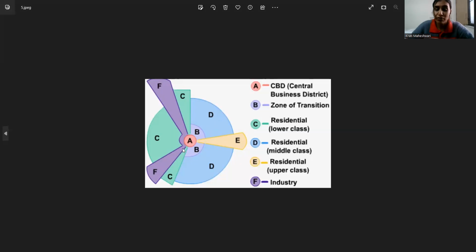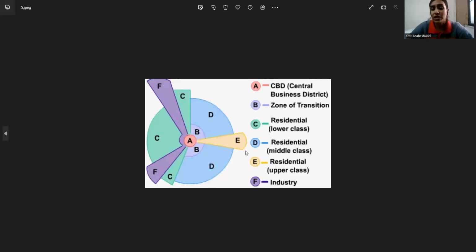Then again, these industries are also located in F. This is predominantly an industrial area, and C is the lower class residential workers who want to be located near their place of work. Now, the D zone is the middle class housing who want to be located away from the industries, and then we have E zone, which is the upper class residential housing, which are enjoying their quality of life and are totally away from the industrial areas.